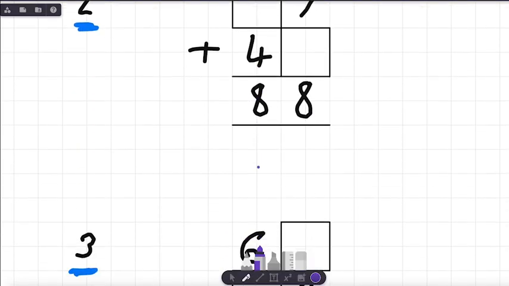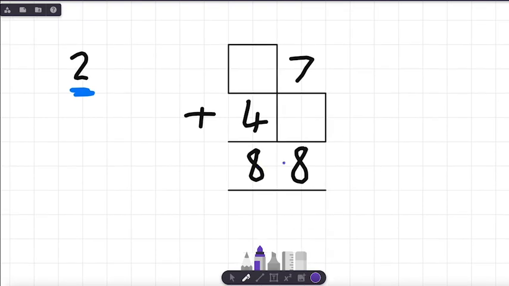Right, question 1 done. Let's have a go at question 2. Now here we've got 7 plus something is 8. So we've got 7 units. We're adding something to that, and then we're going to get 8 units in our total. So we must have 1 unit in this lower number here.